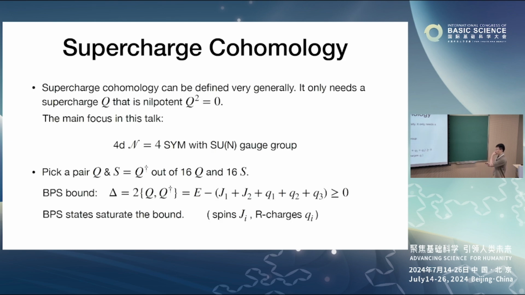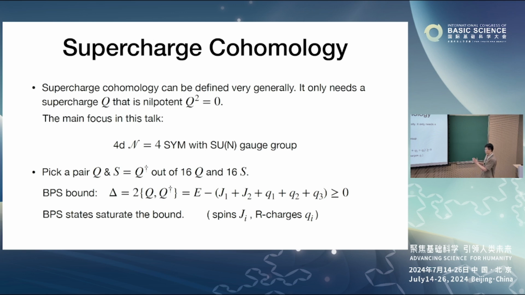So first, supercharge cohomology can be defined very generally. It only needs a supercharge Q that is nilpotent, Q squared equals 0. But in this talk, as I mentioned, we focus on N=4 super Yang-Mills with SU(N) gauge group. In this theory, we have 16 supercharges Q and 16 conformal supercharges S, and we can pick a pair of them, one Q and one S. In radial quantization, S is just the Hermitian conjugate of Q.